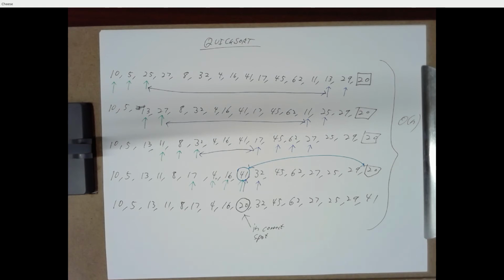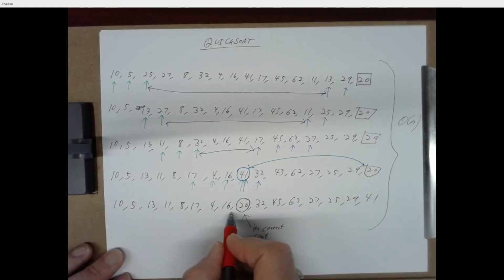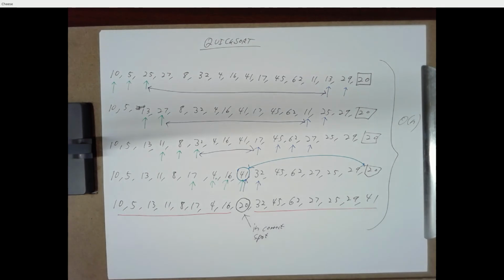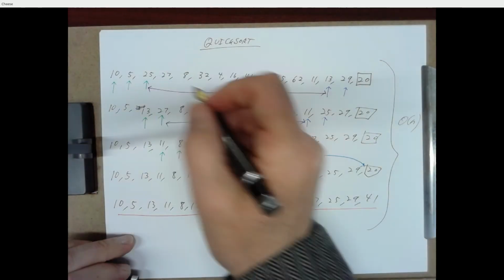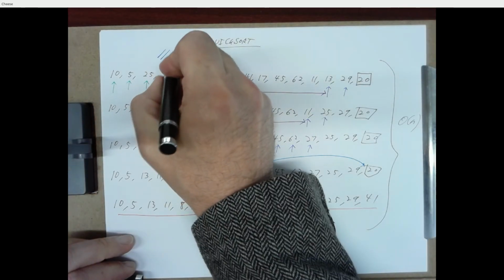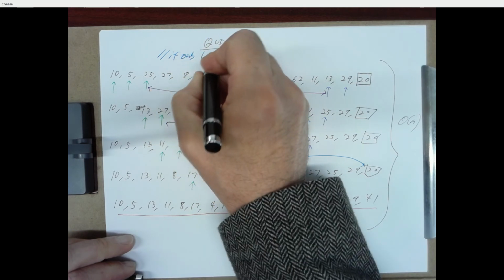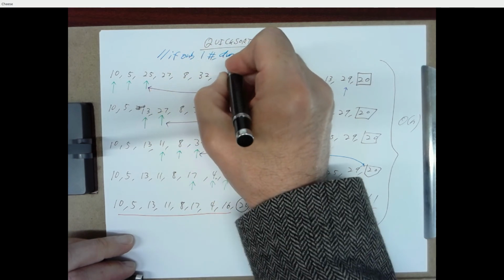And then all you got to do is sort this and sort that. And you do those by calling Quicksort. Your base case is if n is equal to 1, just return. So yeah, let's not forget that. With only one number, then you're done.